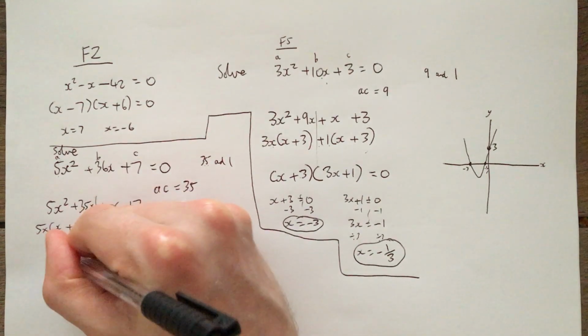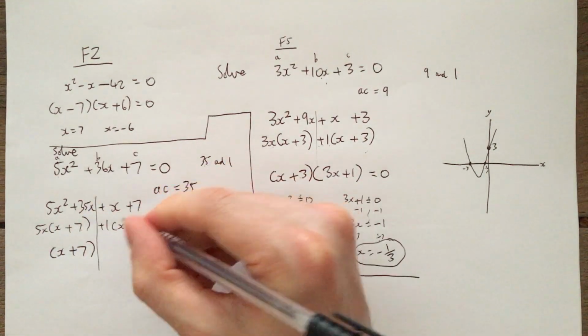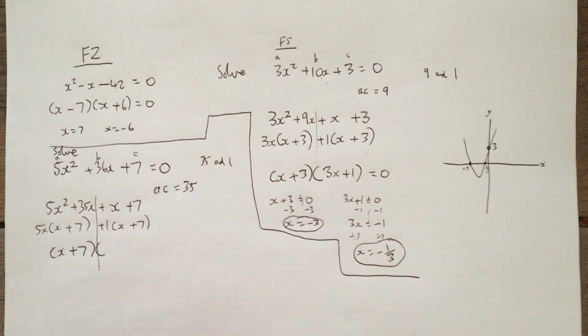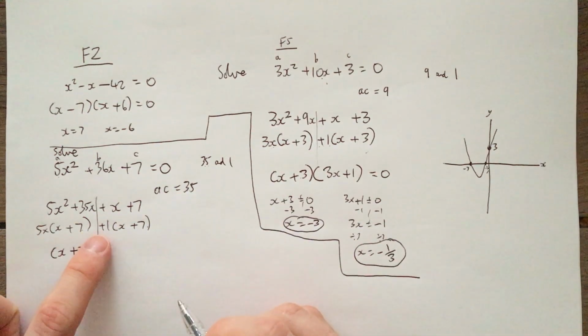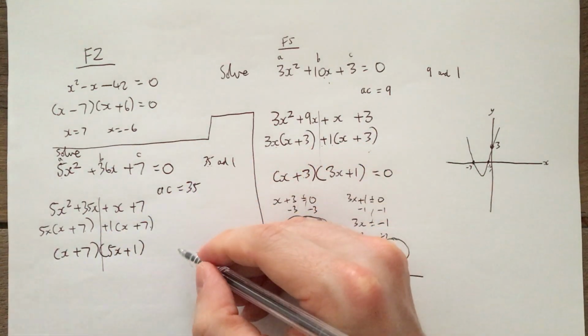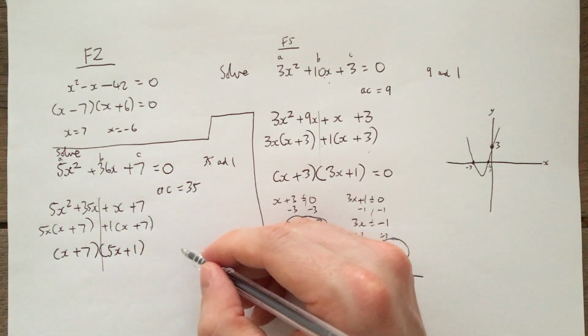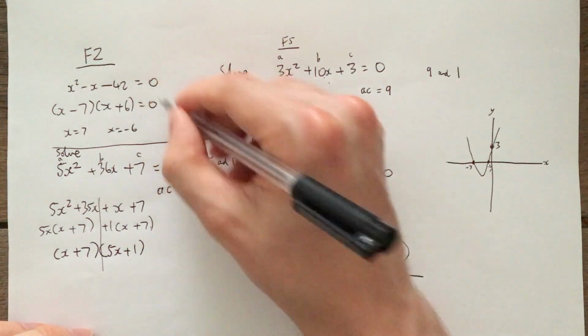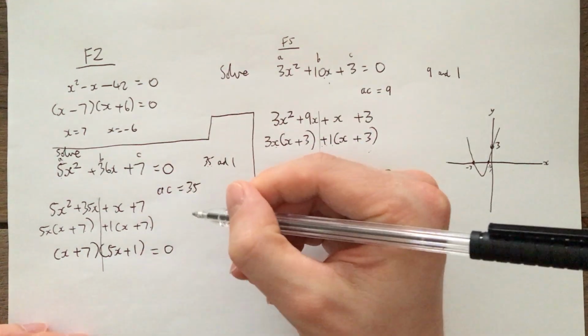So one of our answers will be x plus 7 for sure. The other answer is going to be what's on the outside of those brackets: 5x and then add 1. 5x add 1. That would be it if the question said factorise. It doesn't, it says solve. So therefore I'm going to equal it to 0.